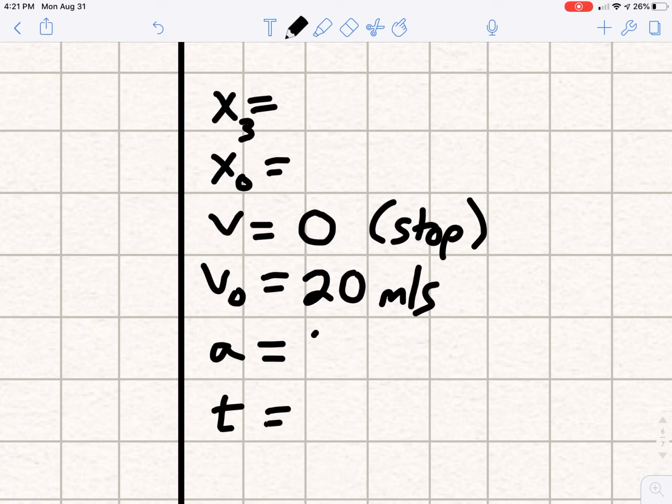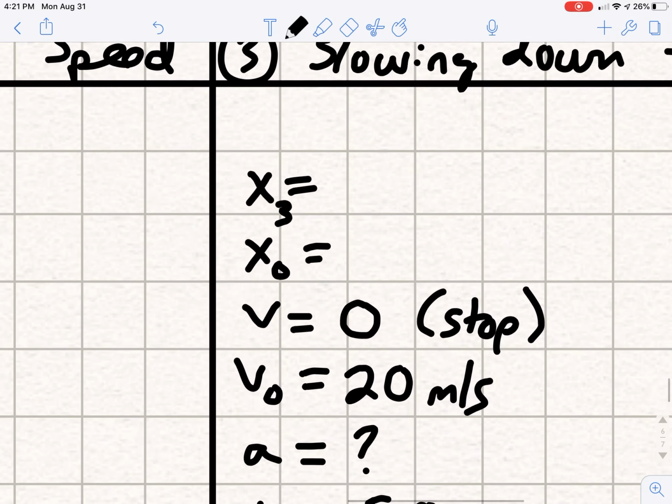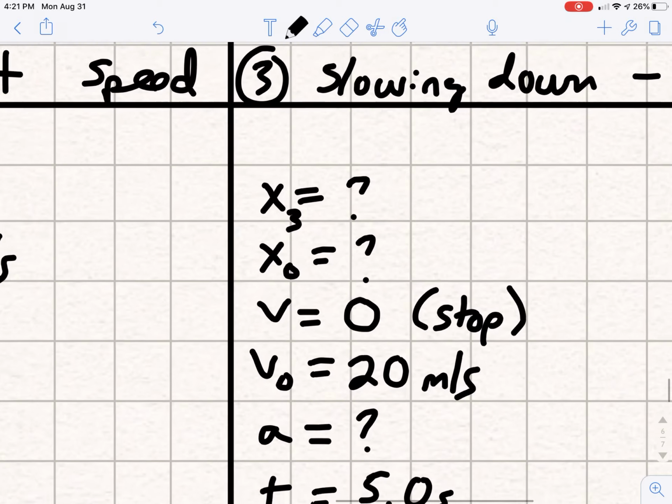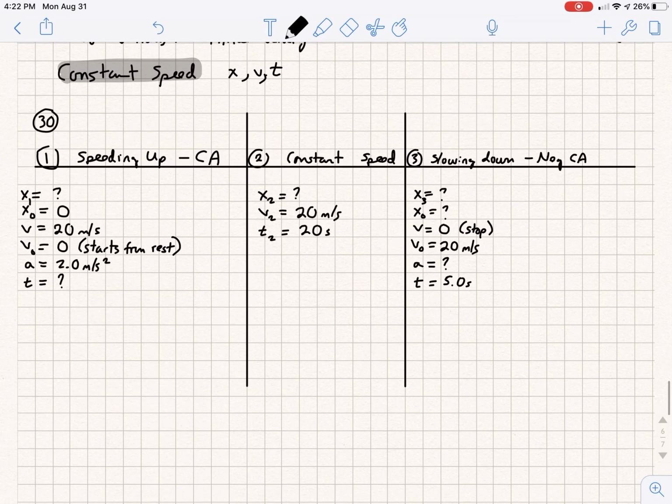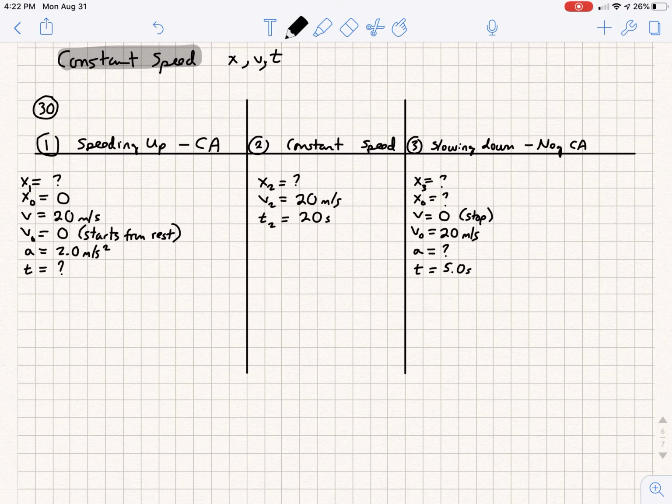We do not know the acceleration. We do know that it took 5 seconds for this motion to happen. We do not yet know this, nor do we yet know this. Now what we need to do, having charted out this information, is look to see what the question is asking for. Part A: how long is the truck in motion?